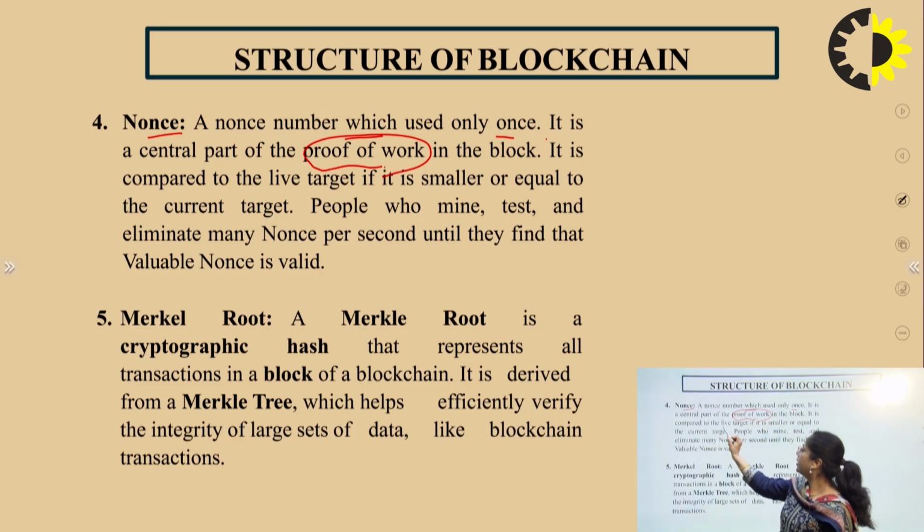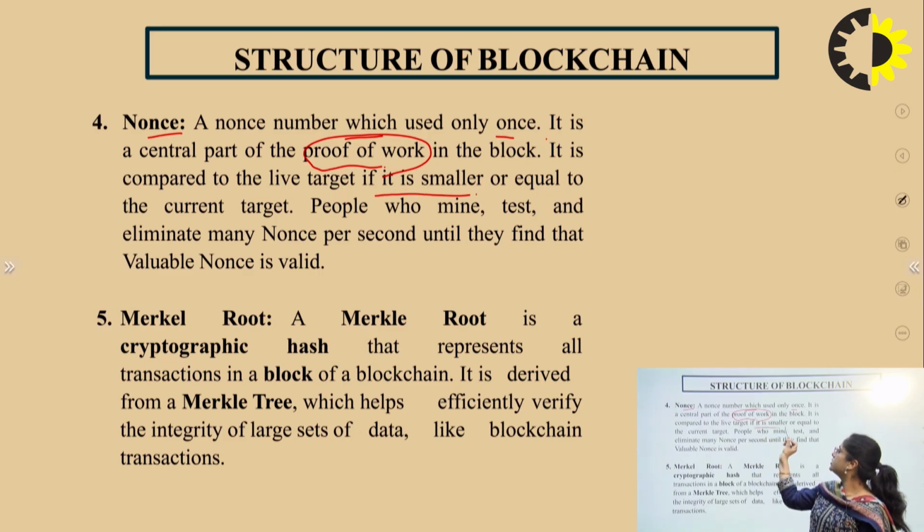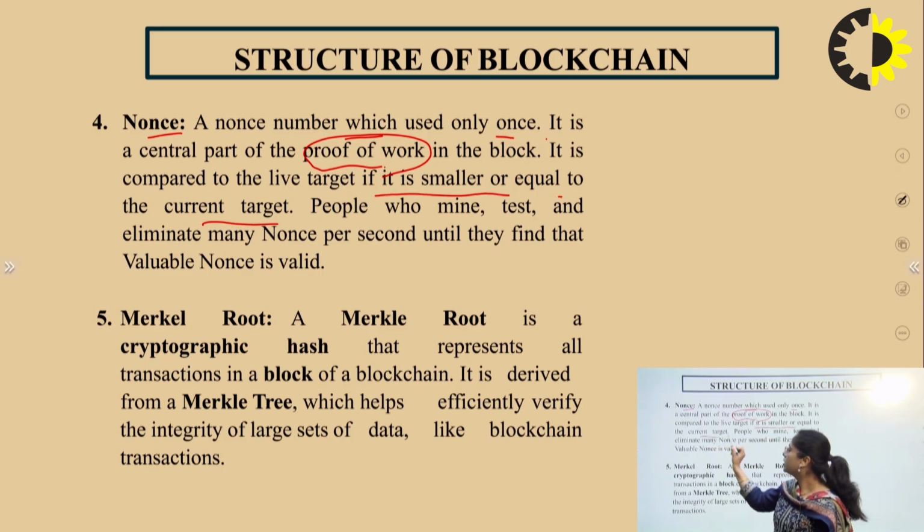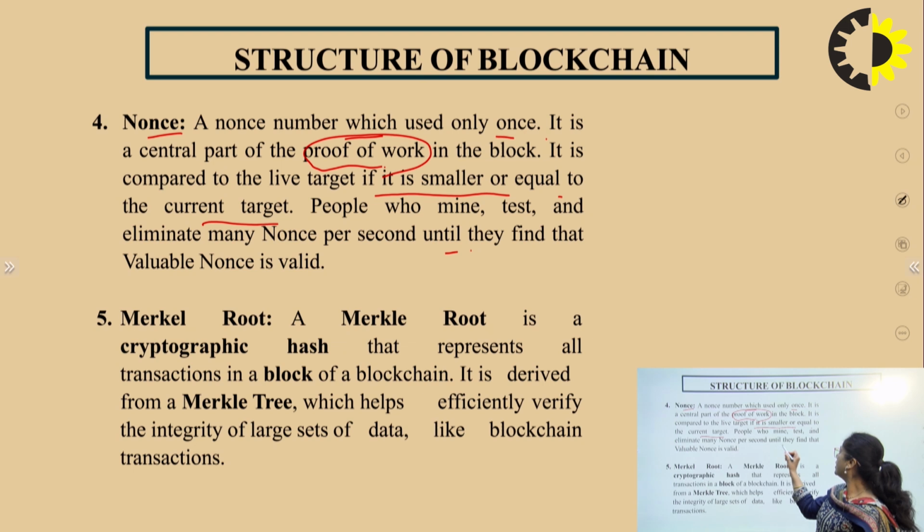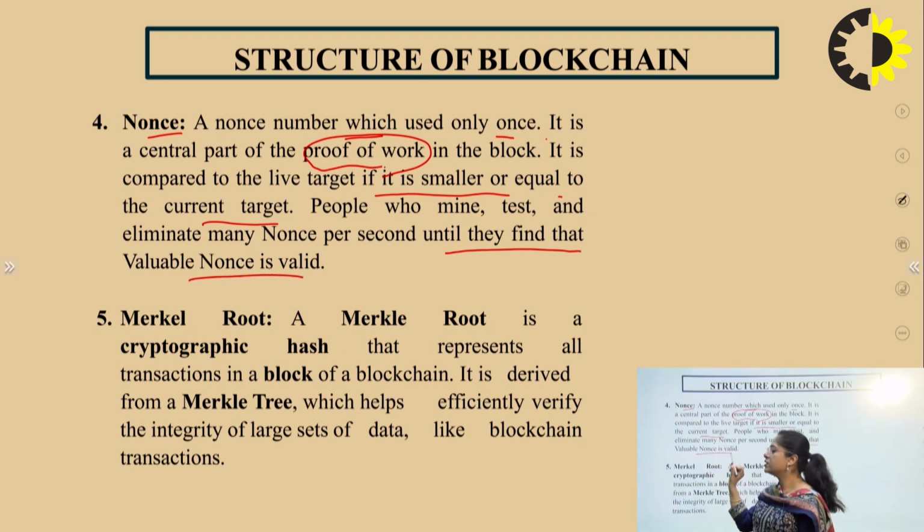Here the nonce value generated for the block is compared to the live target. It must be smaller than or equal to the current target. Miners test and eliminate many nonces per second until they find a valid nonce value. Okay, they generate numbers repeatedly until a number matches the nonce value. They repeatedly solve the puzzles.